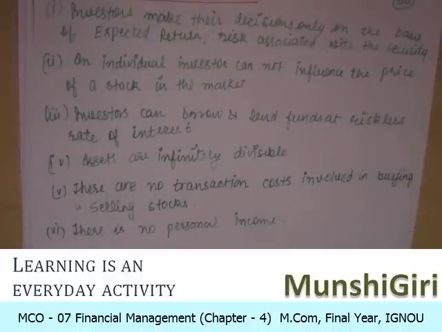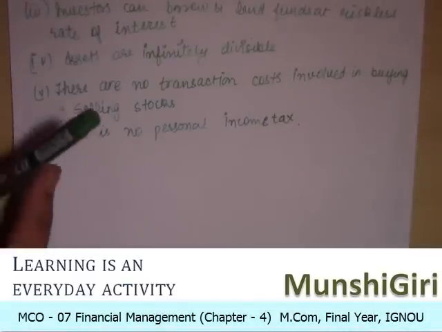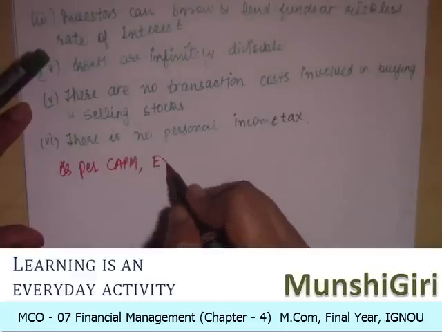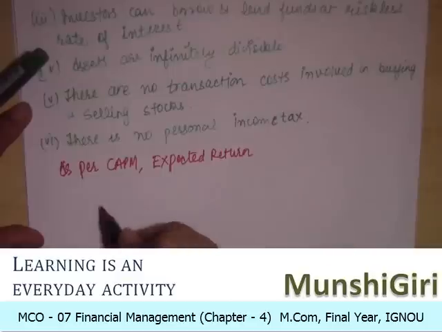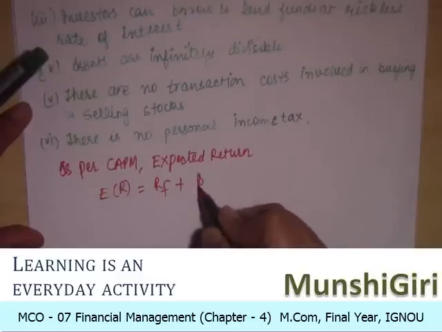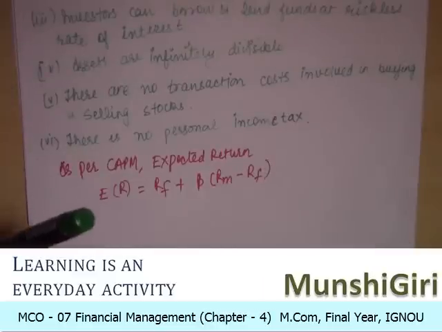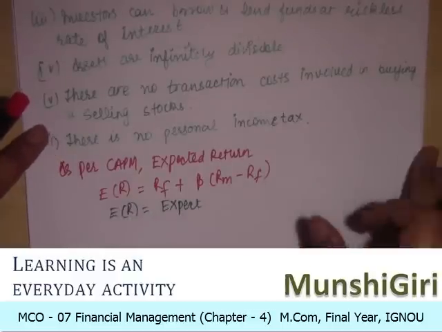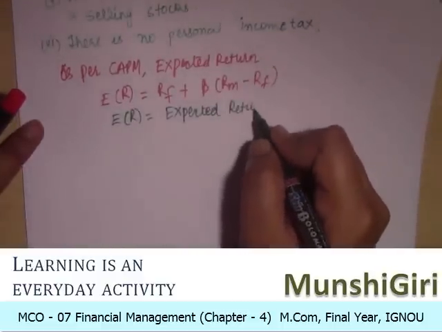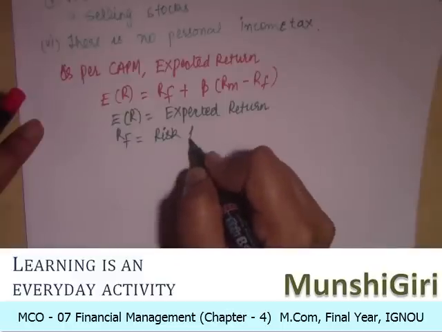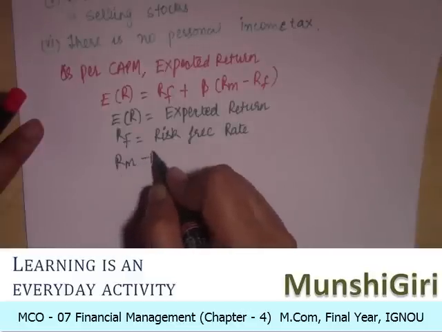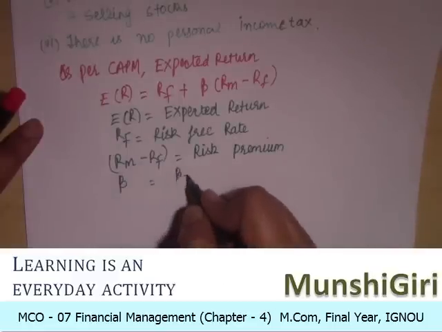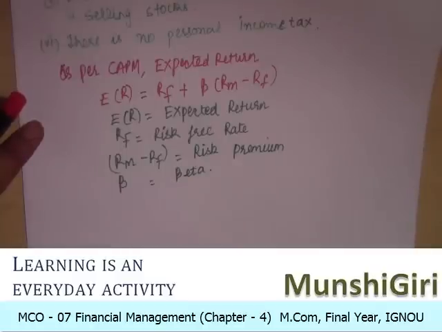So how do we calculate expected return as per CAPM? As per CAPM, expected return can be calculated using the following formula: ER equals RF plus beta times (RM minus RF), where ER is expected return, RF is the risk-free rate, RM minus RF is the risk premium, and B is beta. This was about the capital asset pricing model.